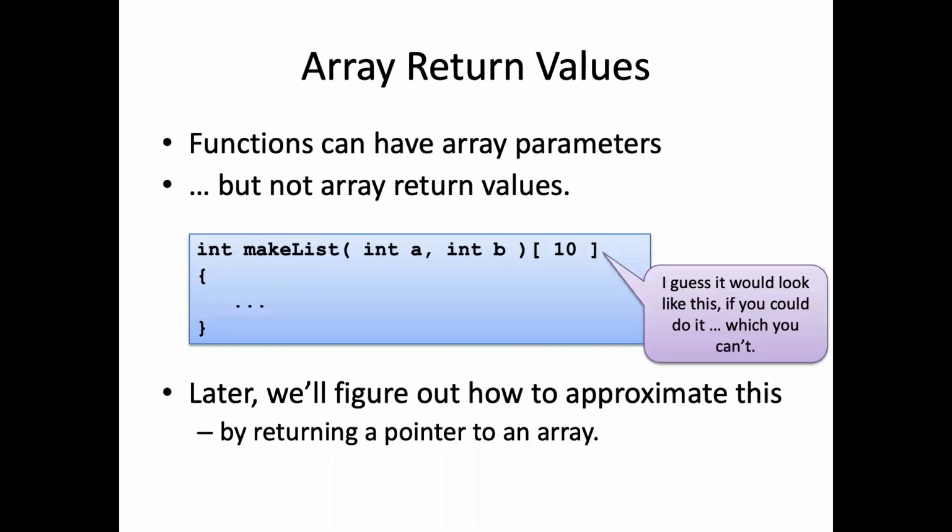One detail: functions can take array parameters, but they can't really return arrays as return values. I guess in C, if I had to try to write a function that returned an array, this is the syntax I would use. The size of the array that gets returned would have to be out here after the function name, but it doesn't matter because this doesn't work anyway. You can't return an array from a function. If you want a function that puts something in an array, you could pass the array to the function, and then the function could fill it in.